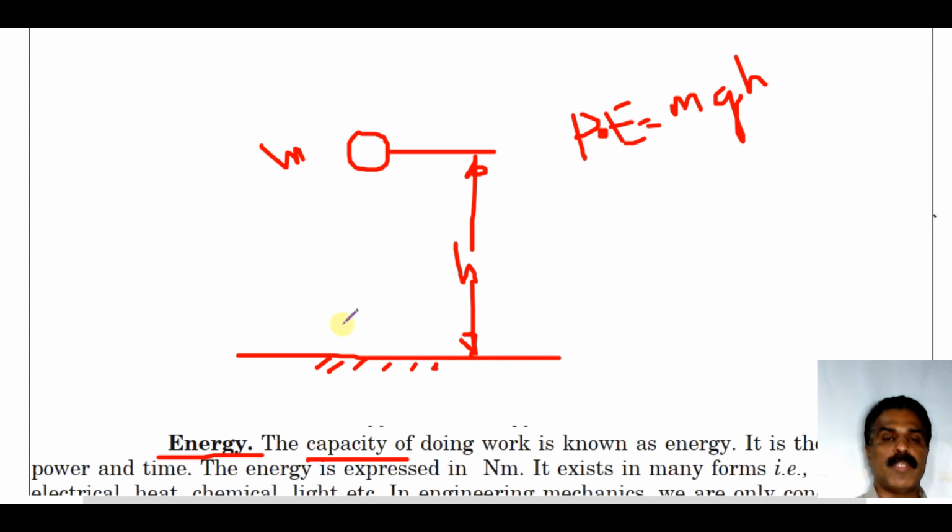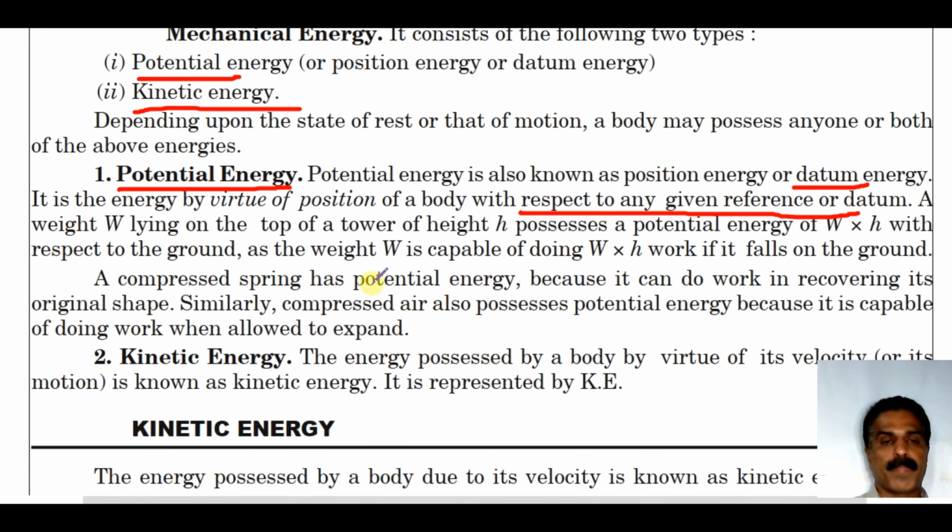Normally if we say a body is kept at a height of 10 meters, the datum will be the ground level. So if h is the height above the ground level at which the body of mass m is kept, then the total potential energy will be equal to mg into h. Instead of m, if the weight w is given, it will be w into h. Potential energy is equal to w into h. So that will be potential energy.